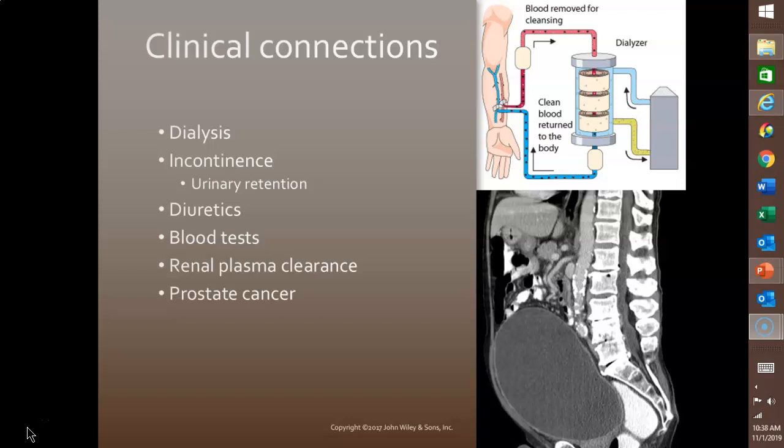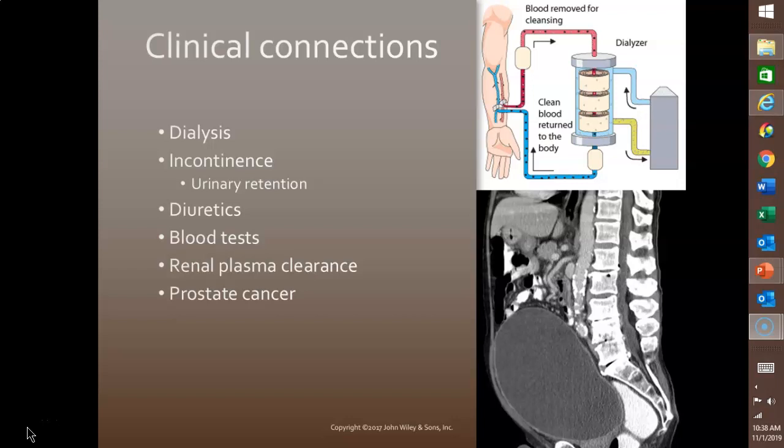An even more useful test than the BUN or the creatinine test to help us evaluate how the kidneys are working is to look at how effectively the kidneys can remove something from the blood plasma. This is known as renal plasma clearance. So it's the volume of the blood that is cleaned or cleared of whatever the substance is over a period of time. High renal plasma clearance indicates efficient excretion of a substance in the urine. Low clearance means that the kidneys are not functioning properly.